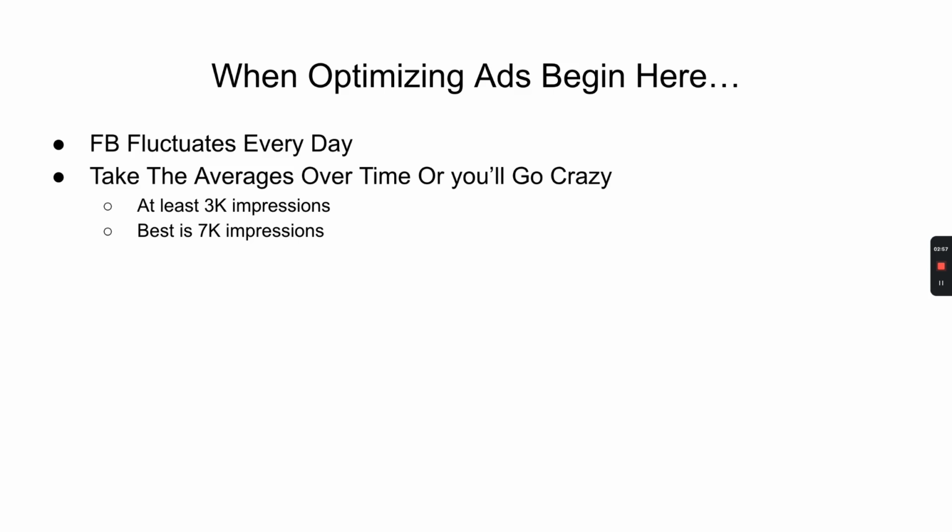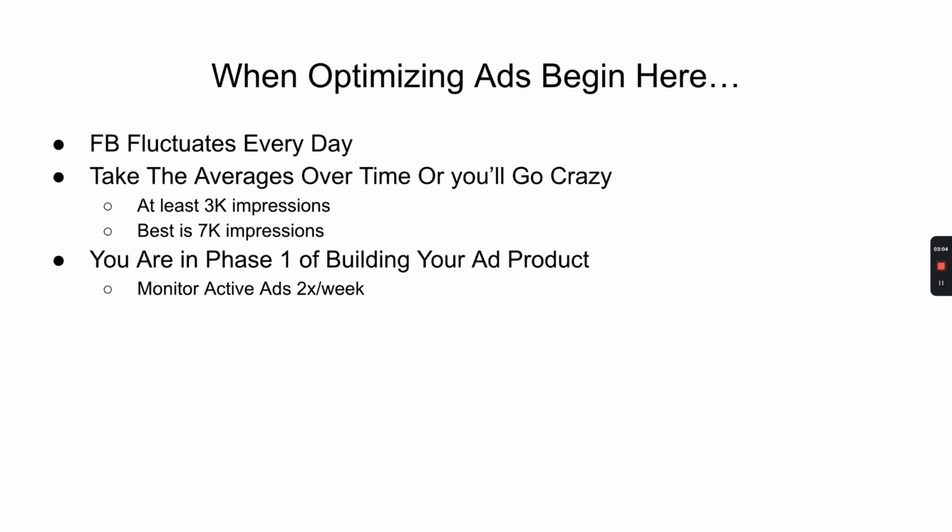Okay, that's rule number 1. Rule number 2, you are in phase 1 of building your ad product. Do not monitor your ads every single day. Make sure that your ads get off the ground. Make sure that leads are coming in. Once you have confidence that everything's working, then you're going to monitor your active ads 2 times a week. We recommend picking Monday and Thursday or Tuesday and Friday.